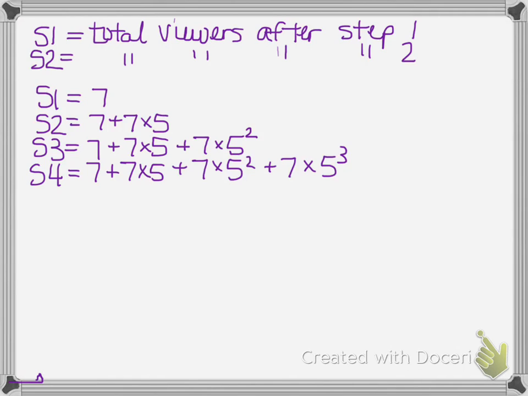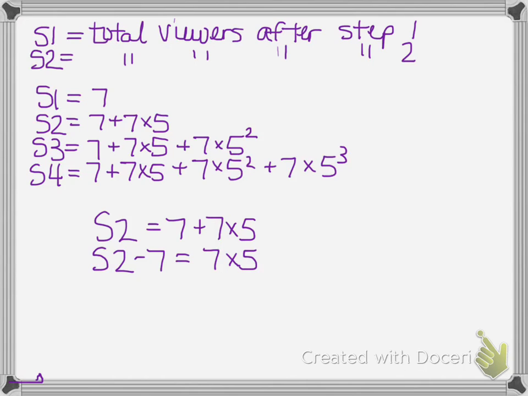Step 2 is equal to 7 plus 7 times 5. Okay, so I'm going to do a little moving around. I'm going to subtract 7 from both sides. So S2 minus 7 is going to equal just 7 times 5, because I subtracted 7 from here on that side and subtracted 7 here. So now we've got this new equation, and what we want to do is add something, because I want to know what the patterns are in step 2 itself.